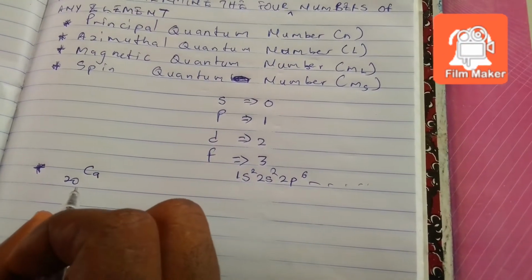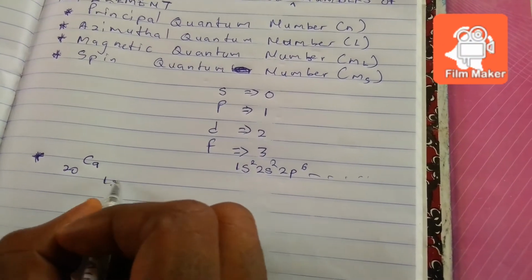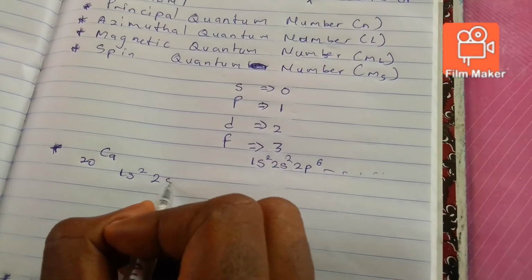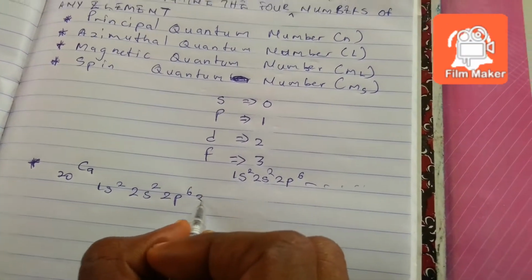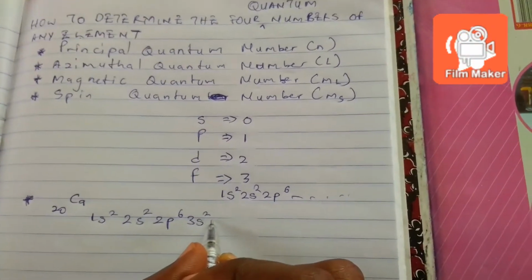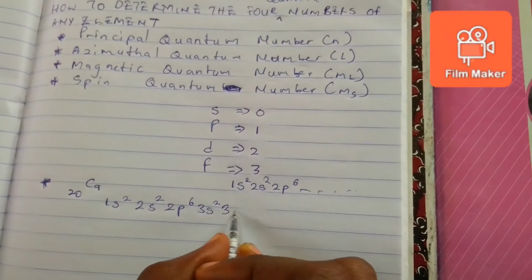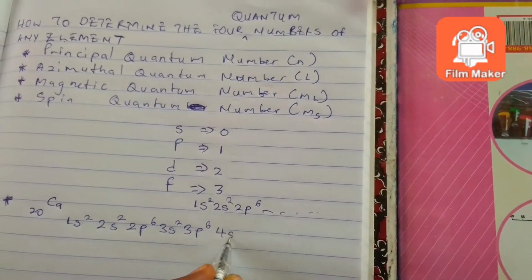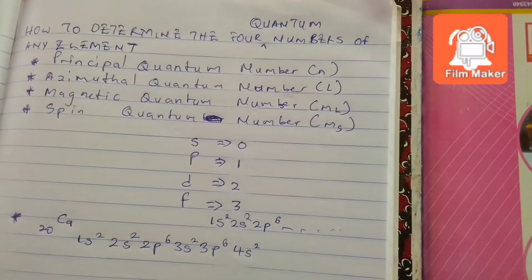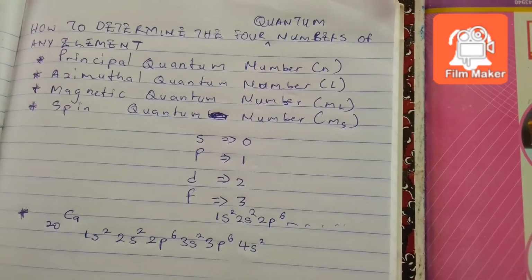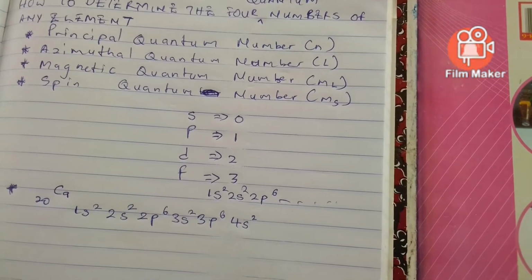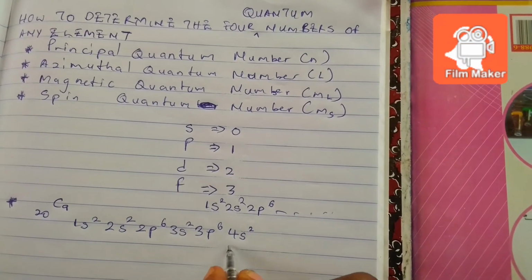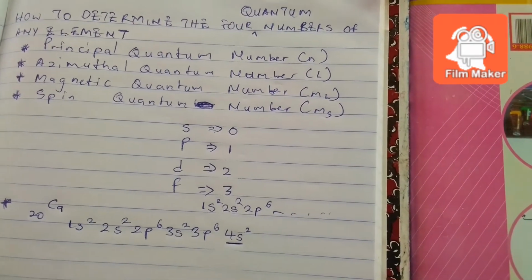Calcium has atomic number 20, so that will be 1s2, 2s2, 2p6, 3s2, 3p6, 4s2. If you check, it is 20 already, because 2 plus 2 plus 6 plus 2 plus 6 plus 2 is 20. And we have 4s as the last block.